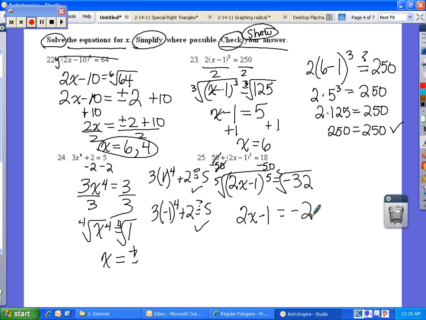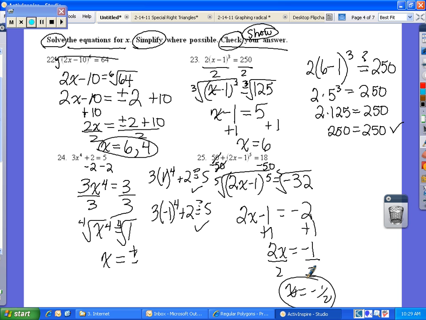Again, notice I do not get the plus or minus, I just get the one answer that I get when I put it in my calculator, and that's because it is an odd power. Now I want to add 1 to both sides. That gives me 2x equals negative 1. Divide both sides by 2, and x equals negative 1/2. Again, leaving your answers in fractions is the best way to go.